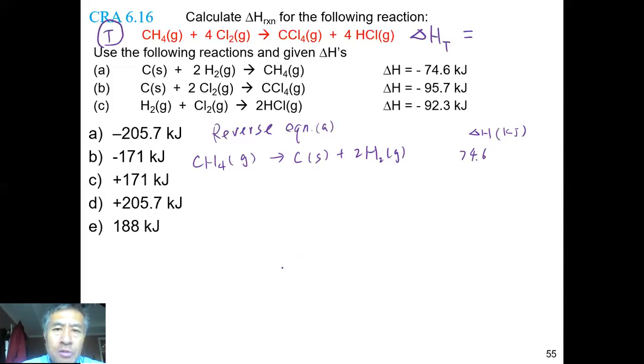So now let's decide what we shall do to equation B. Equation B depends on this CCl4. We need CCl4 in equation T. The CCl4 gas needs to be on the right, and only equation B gives you CCl4. Therefore, we are going to keep equation B as it is.